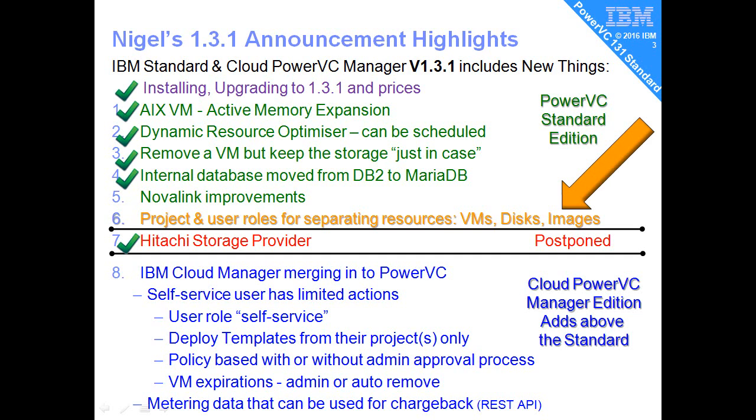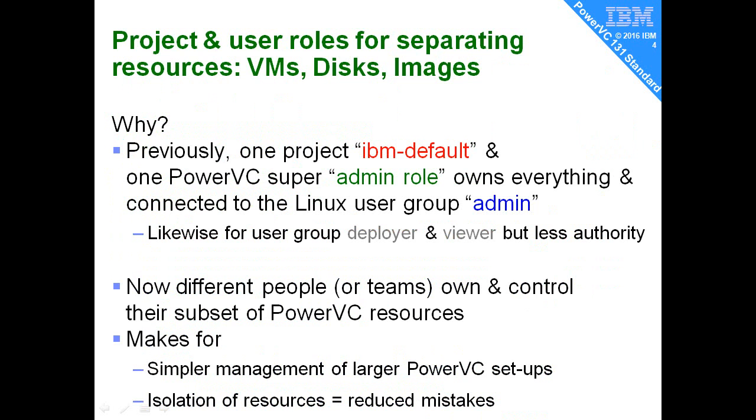In this one, we'll be looking at projects and user roles. This is useful for separating the virtual machines, disks and images into separate projects to allow different groups of people to work on just their resources. So why have we got these projects and user roles? Well, previously we weren't aware of it at the time that we actually had a project. It's called IBM Default. It wasn't visible to us.